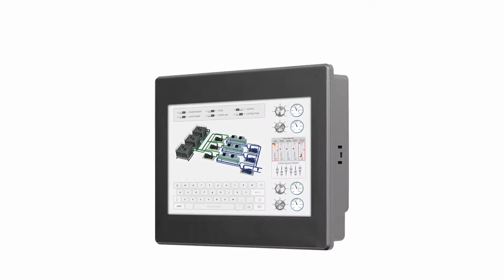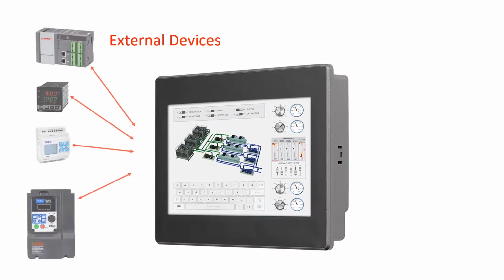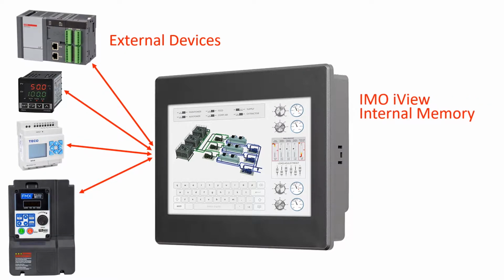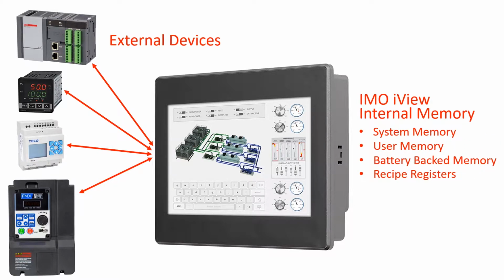In addition to reading from and writing to external devices, the IMO iView HMI utilizes internal memory for system monitoring, user memory, battery-backed non-volatile memory, recipe memory, device memory indexing, and command and status blocks.